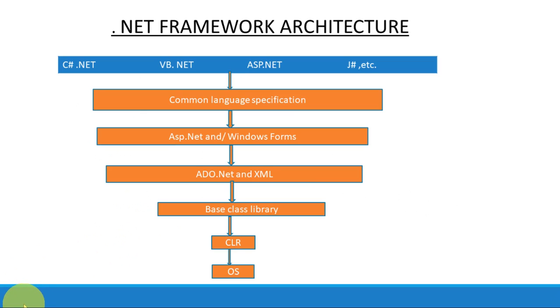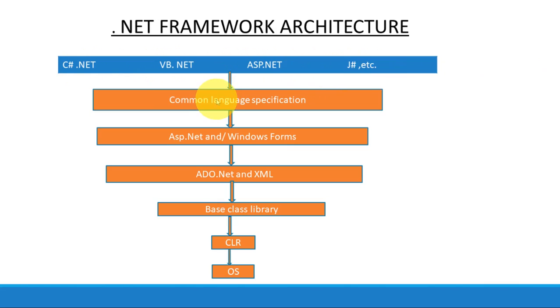So now let's come to the .NET framework architecture. At the top, we have all the languages supported by .NET. See here, C#.NET, VB.NET, ASP.NET, and so many other languages which are supported by .NET. So before developing programs, we have to select any one of the languages to be used for the software development.